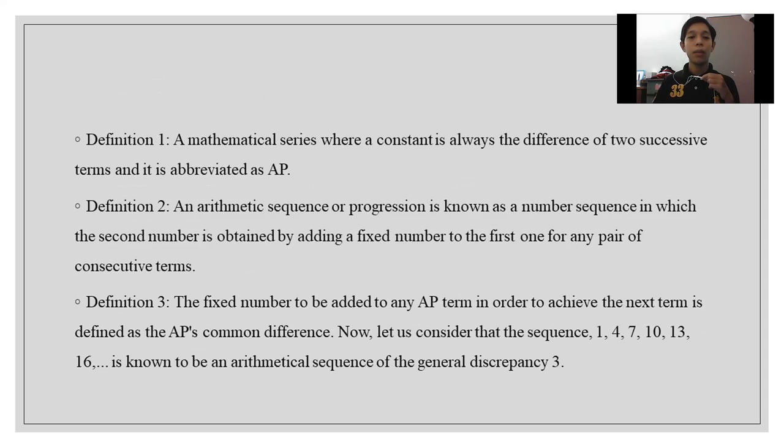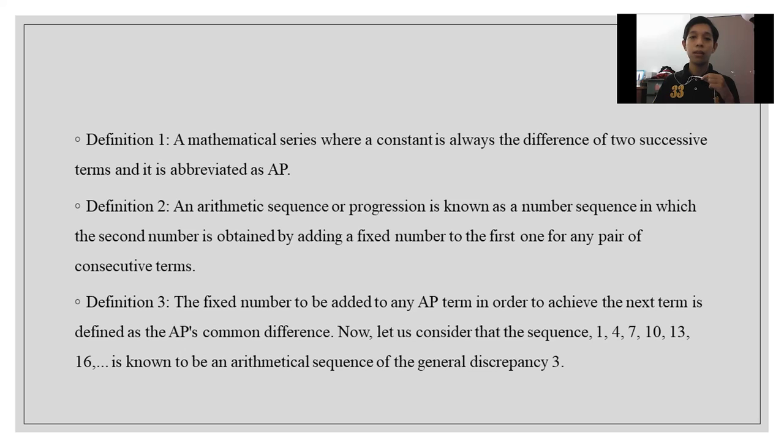Definition 1. A mathematical series where a constant is always the difference of two successive terms, abbreviated as AP. Definition 2. An arithmetic sequence or progression is known as a number sequence in which the second number is obtained by adding a fixed number to the first one for any pair of consecutive terms. Definition 3. The fixed number to be added to any arithmetic progression term in order to achieve the next term is defined as the arithmetic progression's common difference.